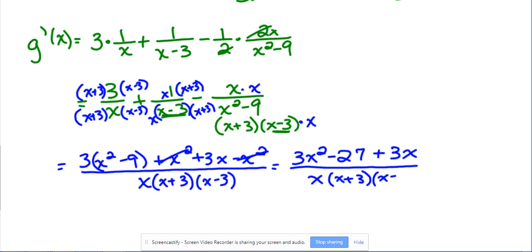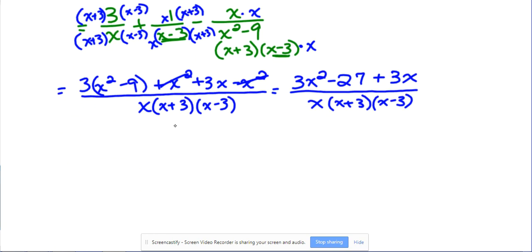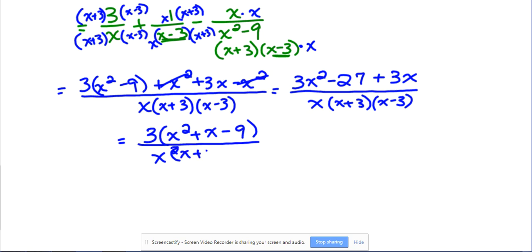Now, it's kind of looking like we're headed towards something simplifying here, but I don't know. Let's factor a 3 out of the top, x squared plus x minus 9. Yep, not going to happen. Okay, x squared plus x minus 9 is not going to factor. But, you know, we got it to a point where it's nice and neat and pretty there. Okay? All right.